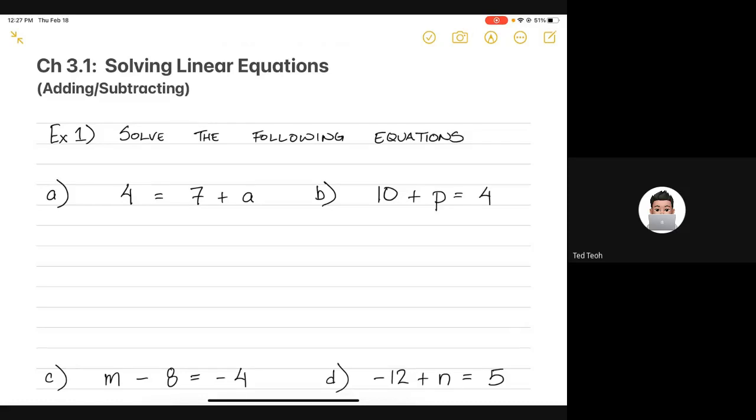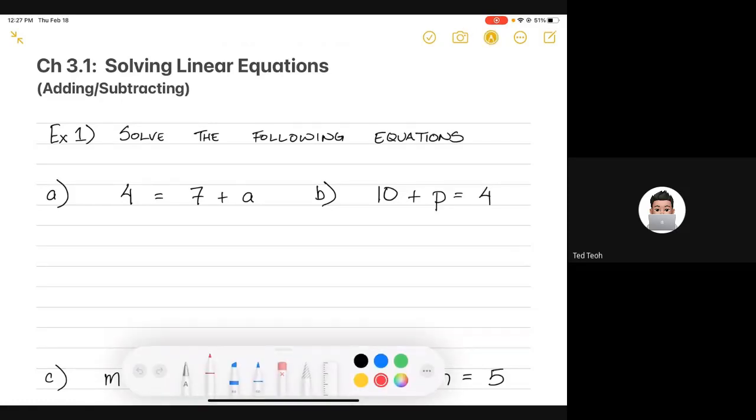All right, so the first thing we're going to do when we do these questions is draw a dotted line where the equal sign is. For question 1a, I have 4 equals 7 plus a. The first thing I'm going to do is draw a dotted line where the equal sign is, as long as I need it to be. Now what I want to do is get all the numbers on one side of the dotted line and all my letters on the other side of the dotted line.